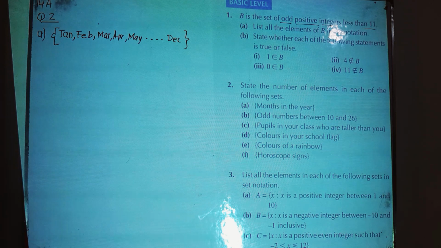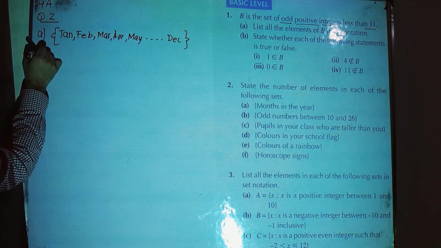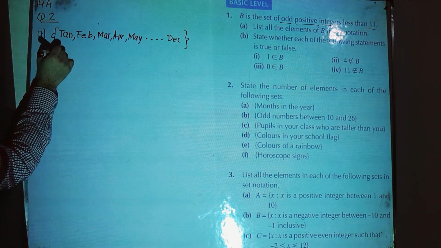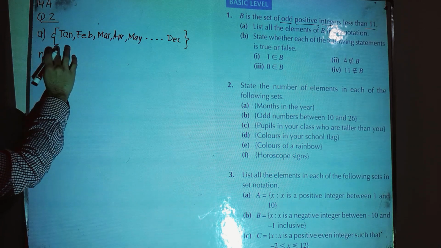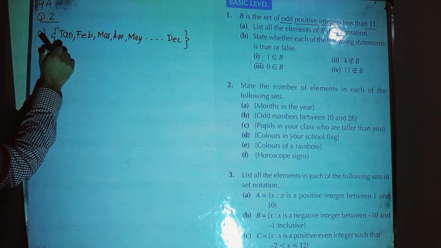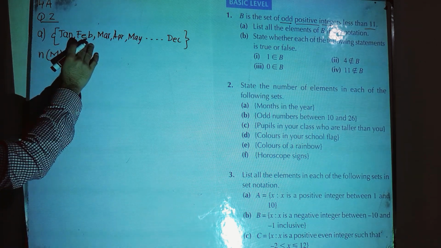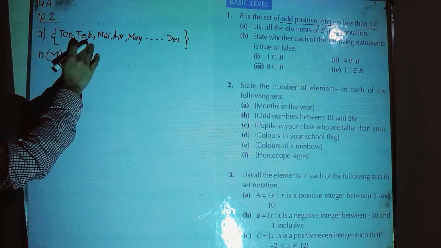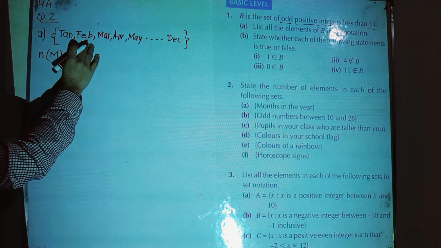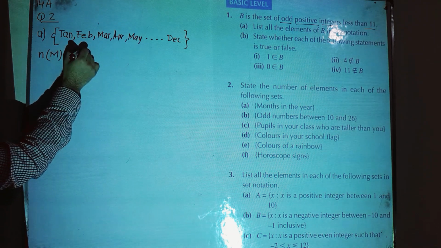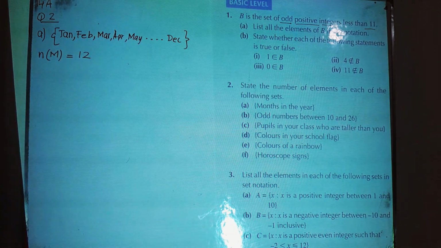So how many months we have? So number of elements, or you may say number of months in this set, which is representing the months in a year. We have 12 months. So answer is 12.